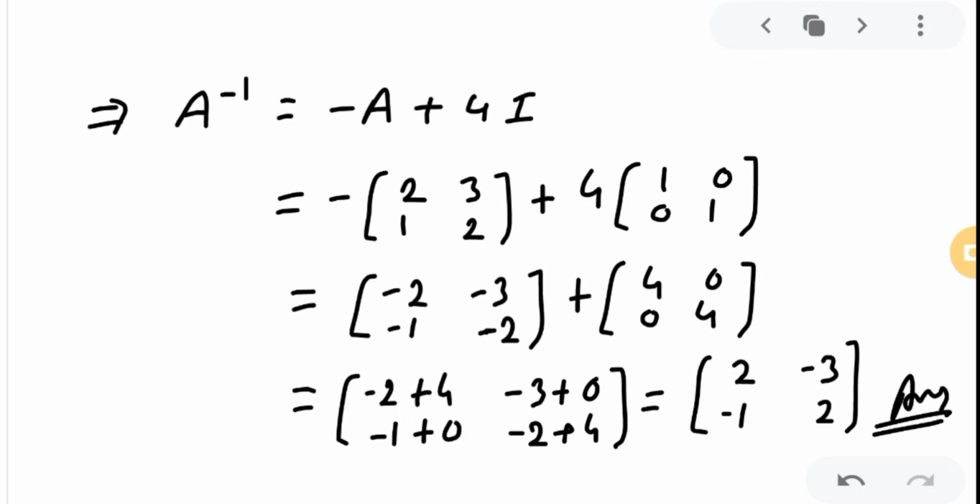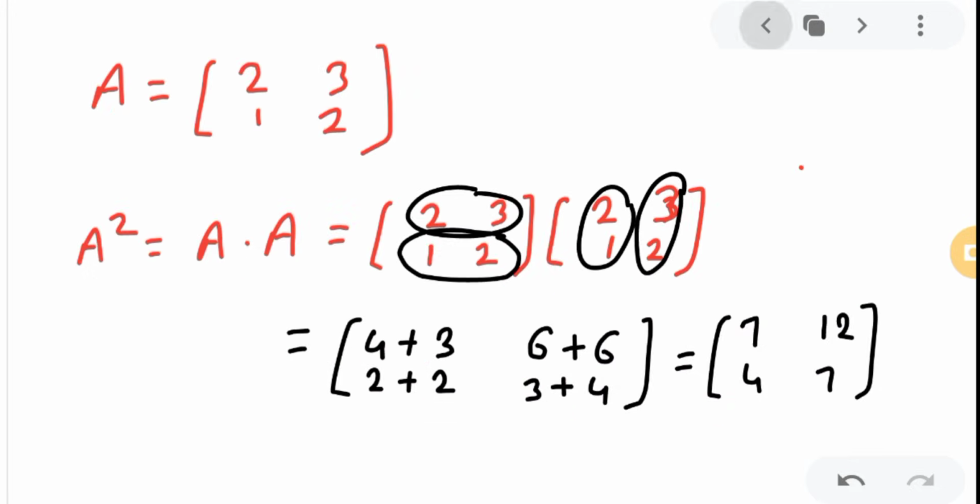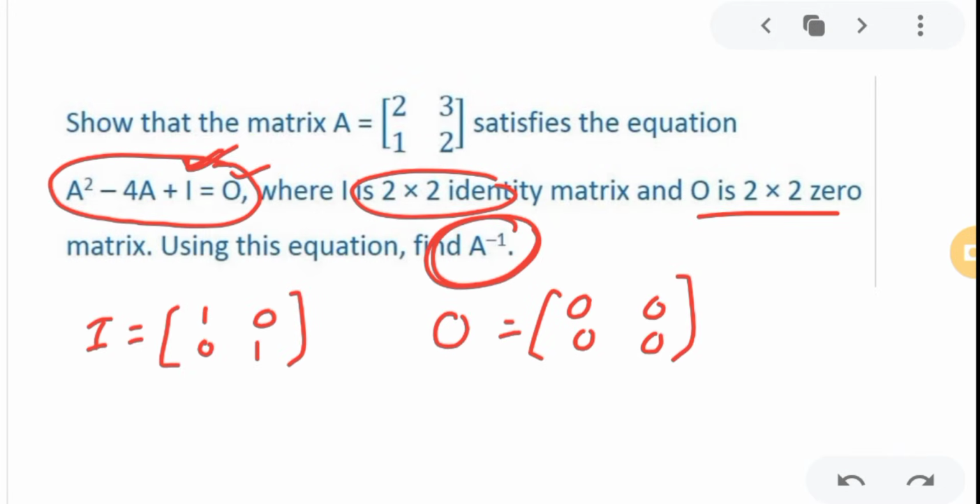So this is the second part's answer. The first part we proved, and the second part we did. I hope you understood the solution.